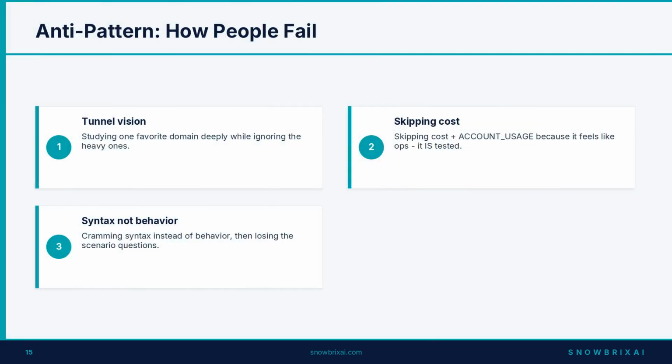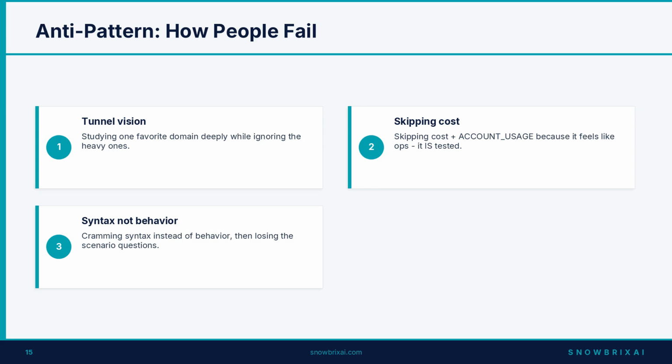Let me show you the anti-pattern, the way people actually fail this exam. The first failure: studying one favorite domain deeply while ignoring the heavy ones. You ace 12% and bomb 50. The second failure: skipping cost and account usage because it feels like operations work. But it is tested, so it counts.